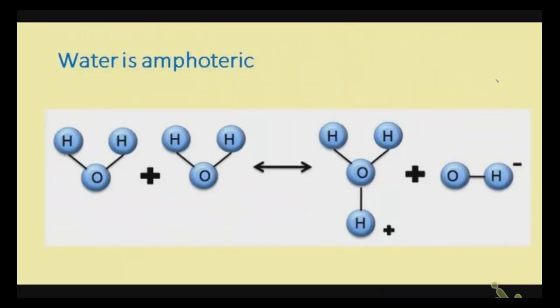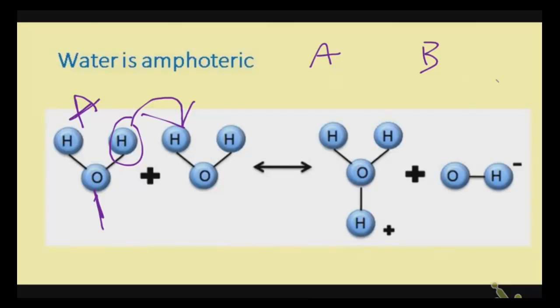Water is considered to be amphoteric, which means it can act as both an acid and a base. Here we see a water, and you could imagine that this hydrogen is being donated to this water, and in the process of doing it, this water is considered to be the acid, and this water would be considered to be the base, and we end up with H3O plus and an OH minus.